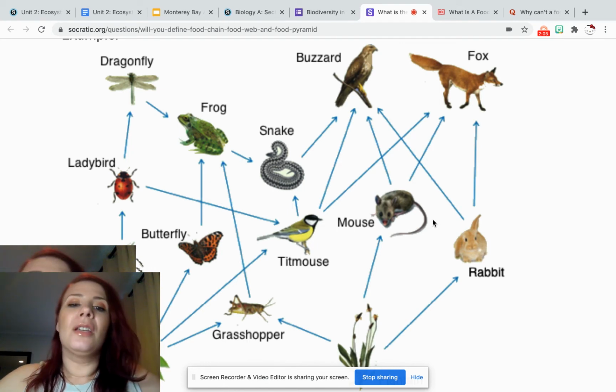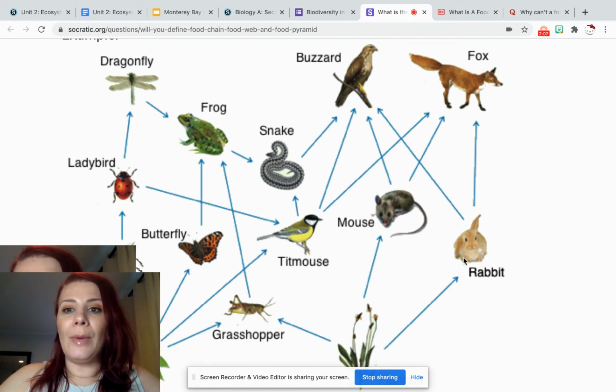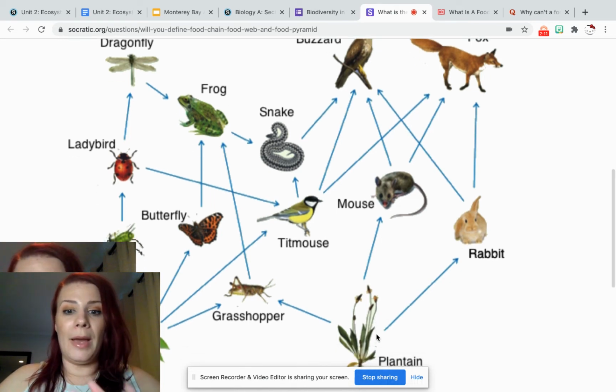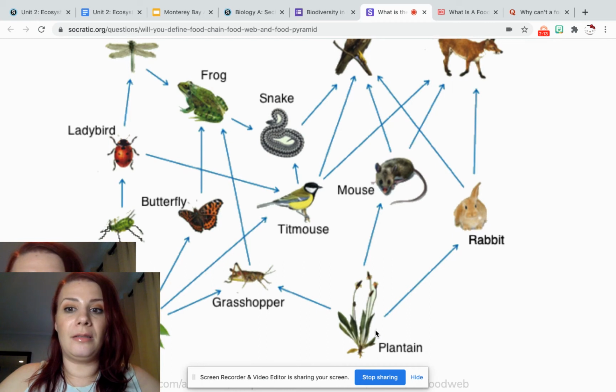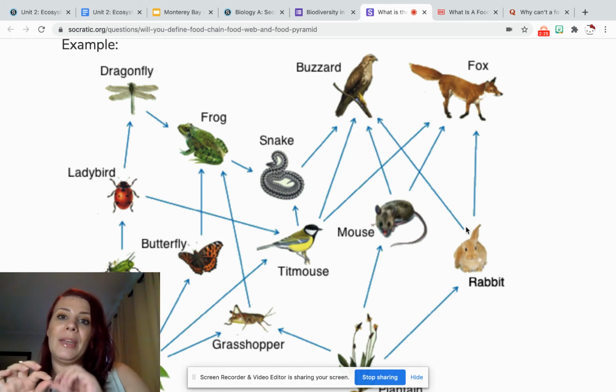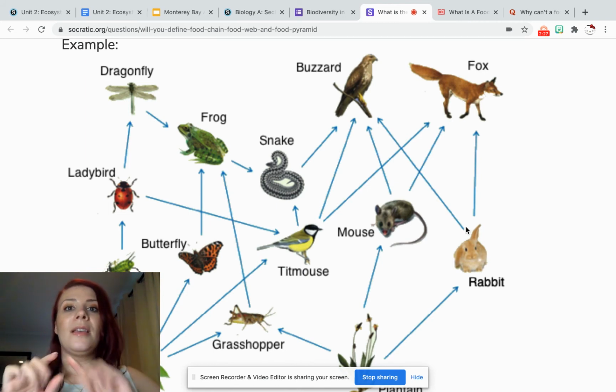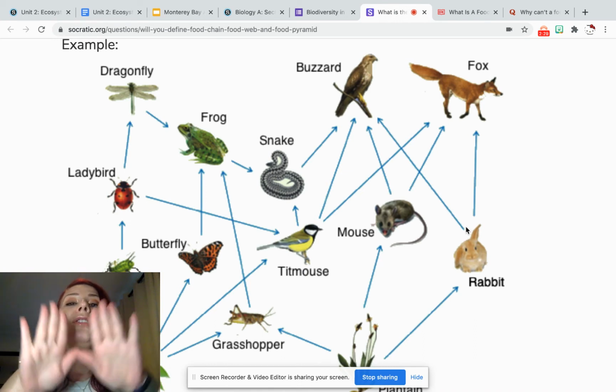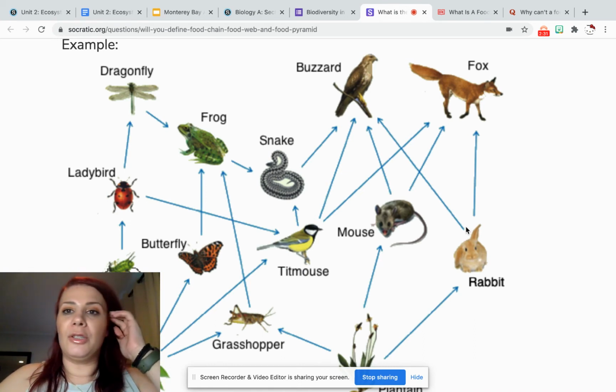So if we look at something like the rabbit, we know that the rabbit in this food web is only eating this plant, okay? But who eats the rabbit? Well, according to this food web, it's this buzzard, which kind of looks like a hawk, and this fox over here. So that's why the arrows are pointing from the rabbit to the buzzard and the fox, because it's showing you the flow of energy, the movement of energy. So I hope that helps.